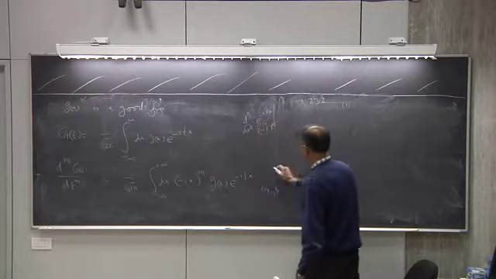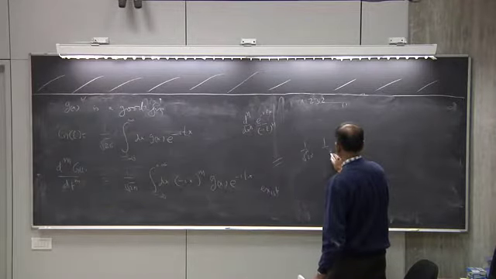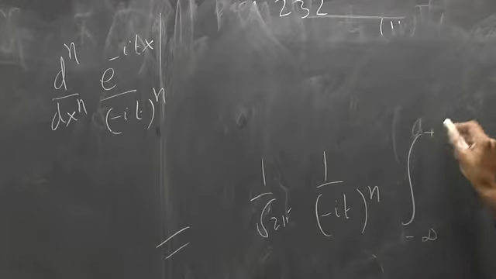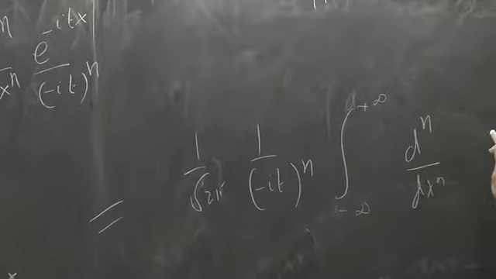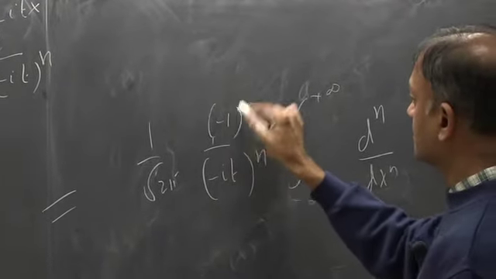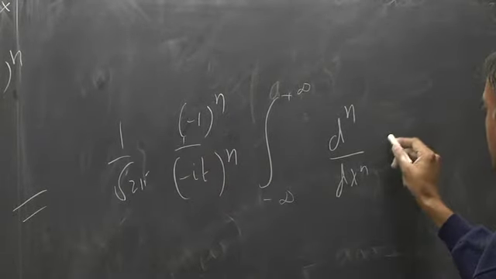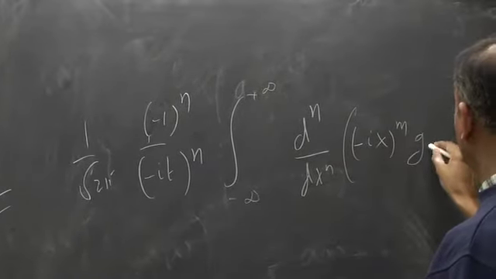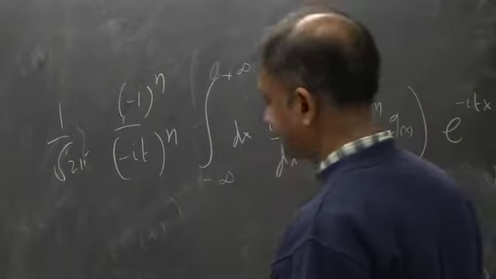Okay. So this is the same as 1 over root 2 pi, and you can take minus it to the power of n out of the integral. Then you have the integral from minus infinity to plus infinity of d^n over dx^n, with a factor of minus 1 to the n, because every time you do integration by parts there's a minus sign, acting on minus ix to the m times g, times e to the minus itx dx.